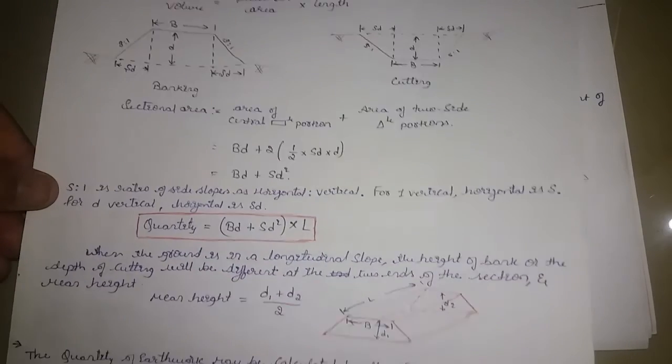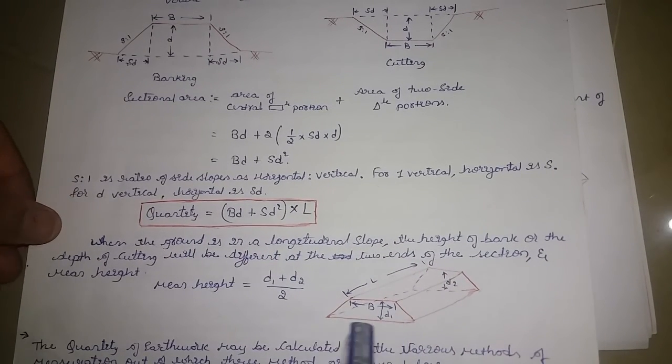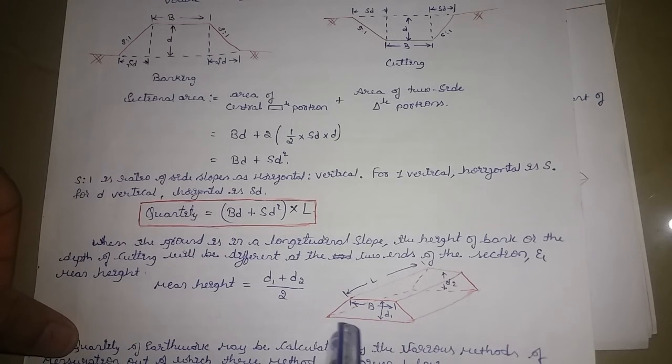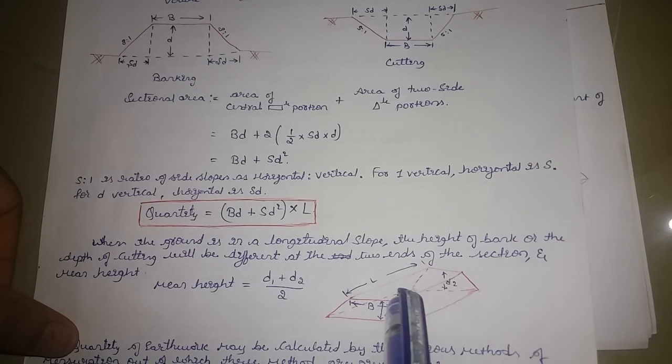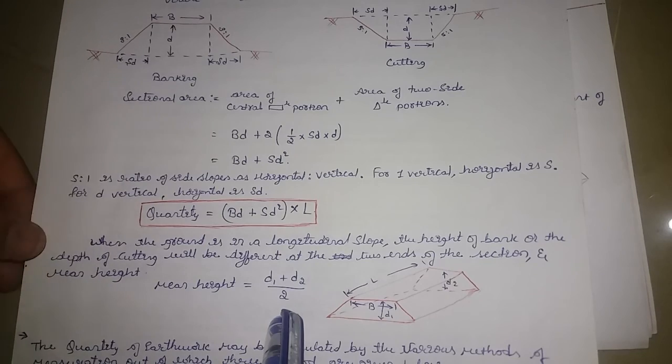In some cases, the height or depth at both ends will be different. In that case, if the heights are different at both ends, we need to take a mean height, that is d1 plus d2 divided by 2. Okay, this is what we saw.